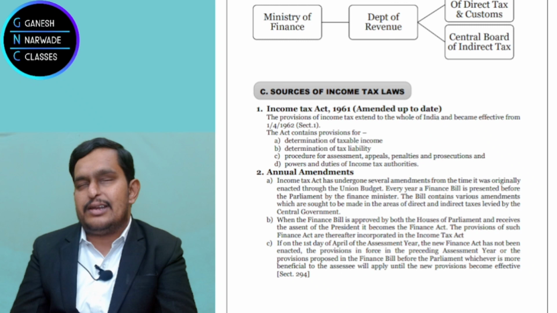Now what are rules? Income Tax Act will say what to do. Okay, clear to all of you? Very good. Now the Income Tax Act will say what to do, but the income tax rules 1962 will say how to do. Clear?